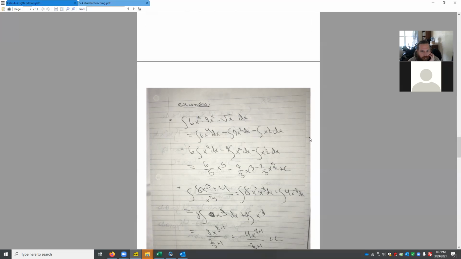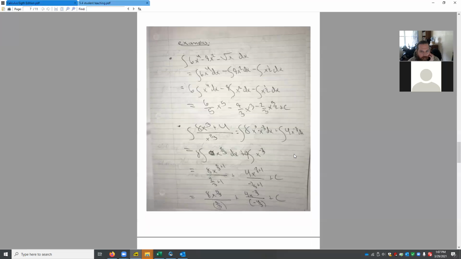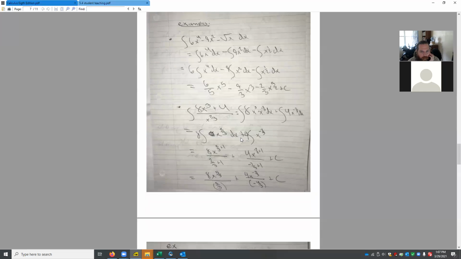Of course, everything else looks good. We'll split it up and the dx goes to each, and then each of these gets their little power rule thing. Gotcha. This one looks good. Don't forget your dx at the end of this integral here. Okay.